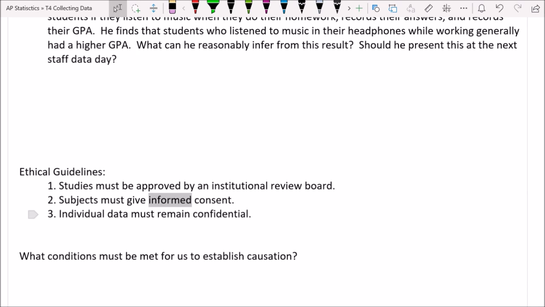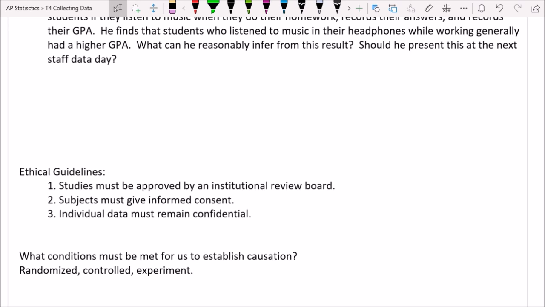Okay, and then the last thing I want to review today, and we've talked about it, but I want to give you a chance to have it in your mind again, is what conditions you have to meet in order to establish causation. So, do you remember what conditions you have to have for causation? Okay, you need to have a randomized, controlled experiment. You need to have those three things, okay?